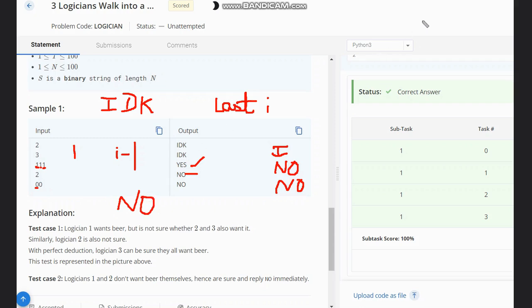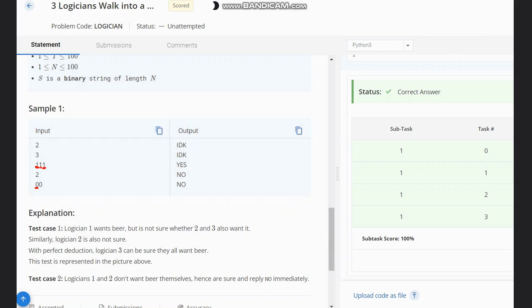Now, let's understand how to write this code. First of all, you need to check the first index. Suppose I have string s. If s of 0 is equal to 0, then all the outputs would be no in this case, because everyone does not want a beer. The first one does not want means everyone does not want. At least one is disagreeing. So from 1 to n, all answers will be no for us.